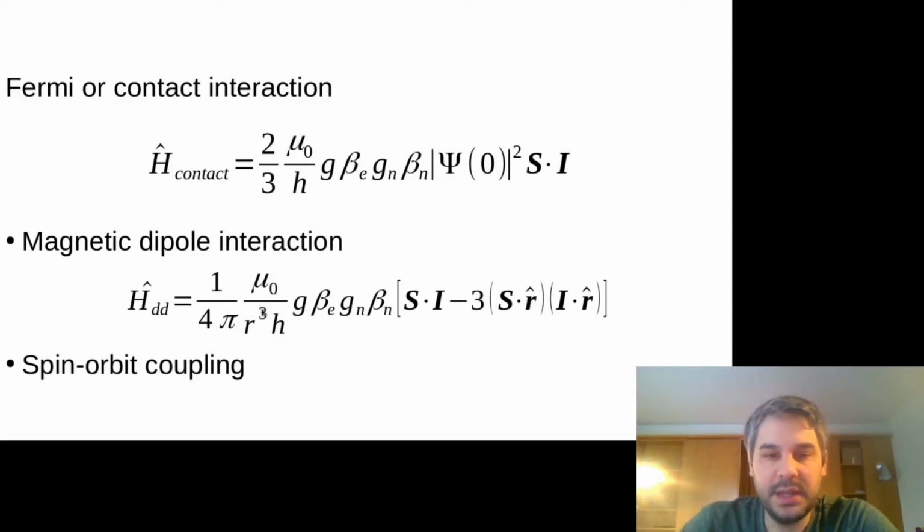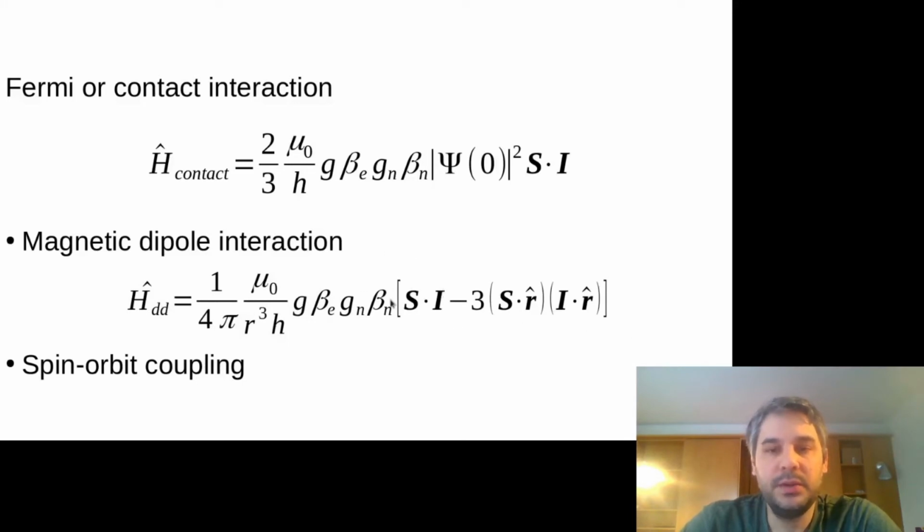Also, there's a term here that's dividing. μ0 is the vacuum permeability, h is Planck's constant, and r cubed is basically the distance, not the vector, but the modulus of the distance between the electron and nucleus. So this basically tells us that the dipolar interaction falls off with the cube of the electron-nuclear distance. So of course, electrons which are closer to a certain nucleus will experience a stronger dipole-dipole coupling.